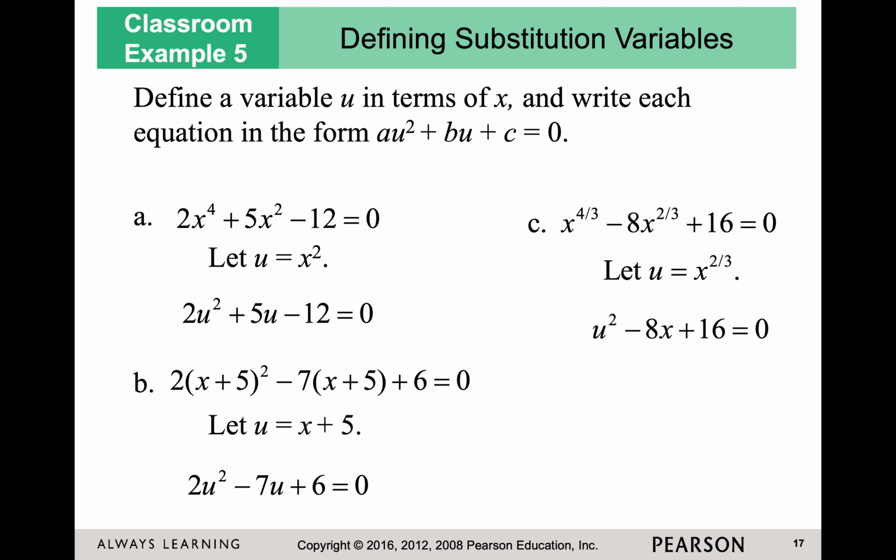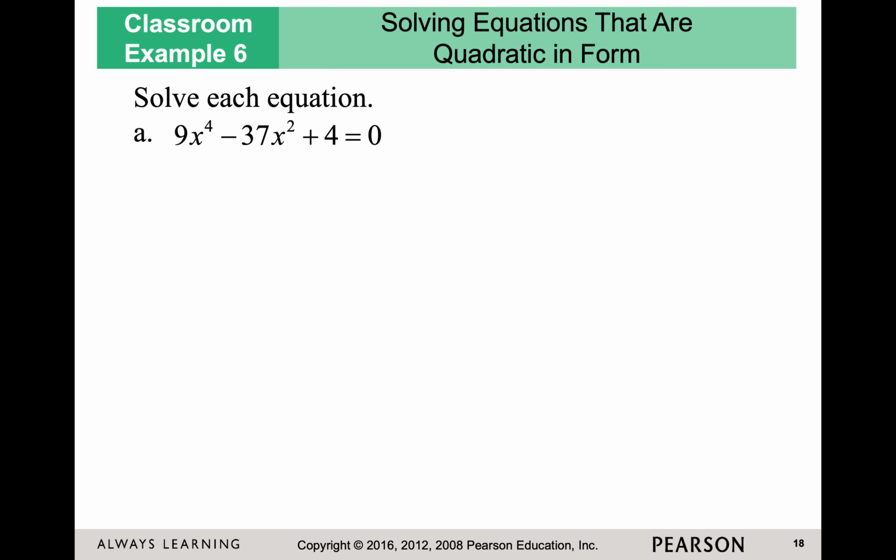Here is my hint, guys. The middle term determines what u is. Look at all of these. 5x squared, u is x squared. x plus 5, u is x plus 5. x to the 2/3, u is x to the 2/3. That's a great quick way to figure out what you're using for the substitution.